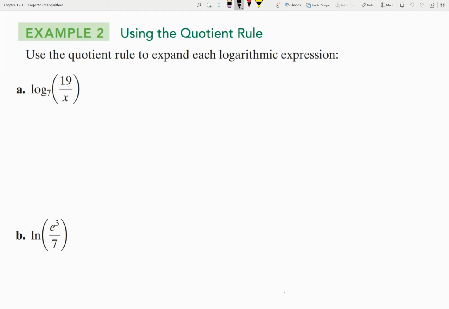So let's do the same thing. And again, once we separate them, we can see if we can simplify anything. So the log base 7 of 19 minus, because the x is in the denominator, and anything that's in the denominator is going to be a negative exponent, the log base 7 of x. Nothing to simplify there. 7 and 19 don't really go together. So we can go to part B.